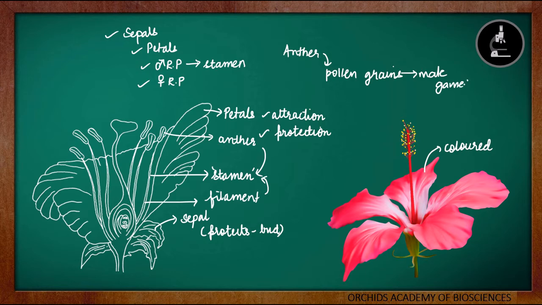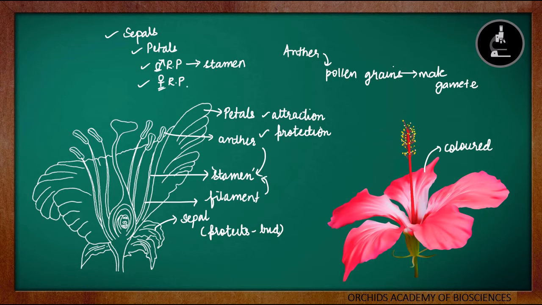We know that for sexual mode of reproduction, the gametes have to fuse. One will be a male gamete, another one will be a female gamete. So this anther which has pollen grains will have the male gametes present inside them. So that is why we say that stamen is the male reproductive part.